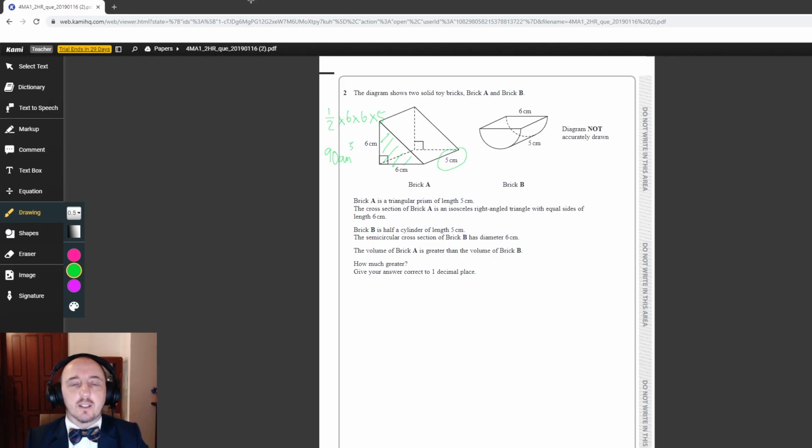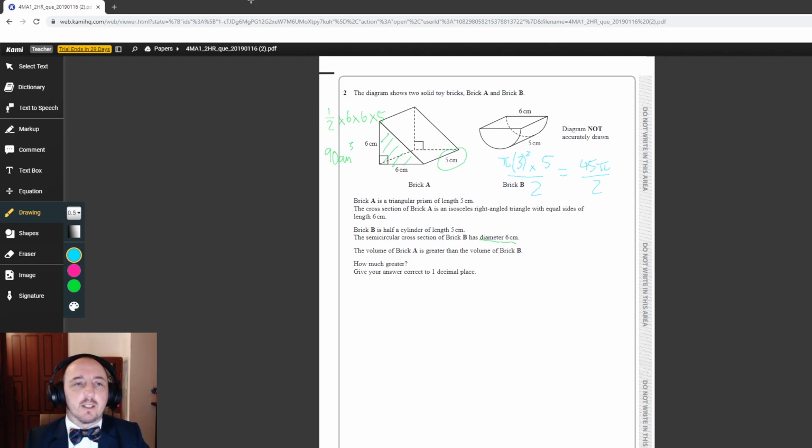For this half cylinder, we're going to do pi r squared, but the 6 centimeters is actually the diameter, so we've got to be careful of that. We're going to do pi r squared, pi times 3 squared, not 6. And we're going to multiply that by how far it goes back. That would give us the volume of the whole cylinder, so we'll divide by 2 to give us the half. So this is 3 squared times 5 is 45 pi over 2. And 45 pi over 2 is about 70.